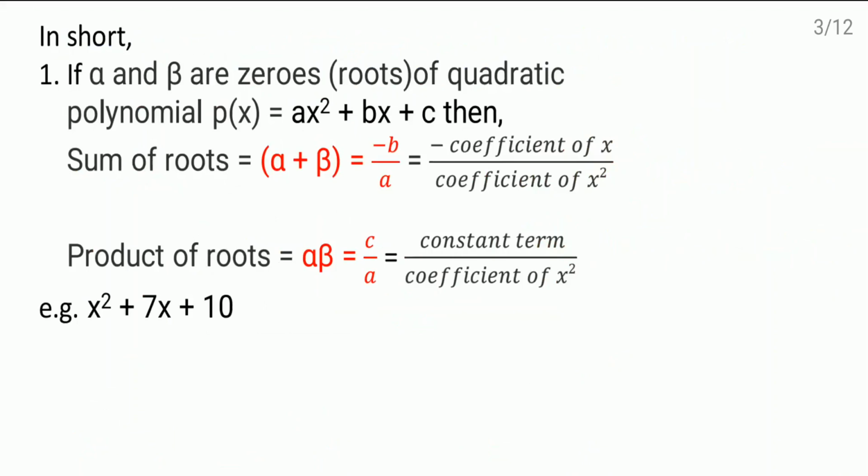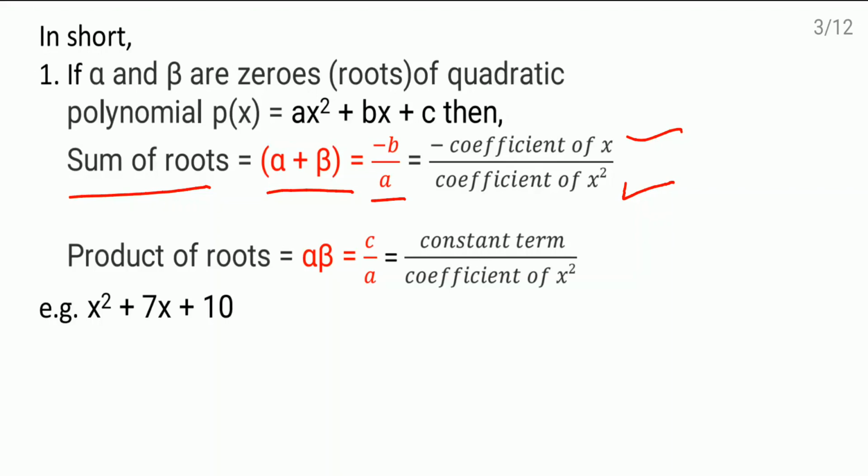If alpha and beta are the zeros, or you can say roots, of a quadratic polynomial p of x equals ax square plus bx plus c, then the sum of the roots, which is alpha plus beta, is equal to minus b by a. The meaning is what? Minus b means the coefficient of x, divided by a, which means the coefficient of x square. So this is the relationship between zeros and the coefficients.